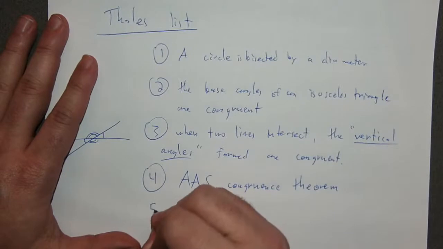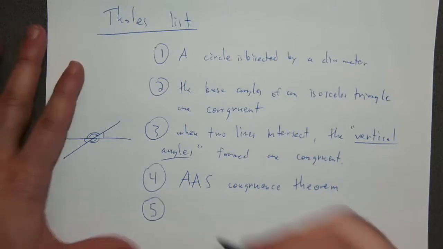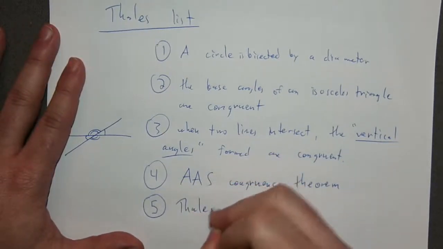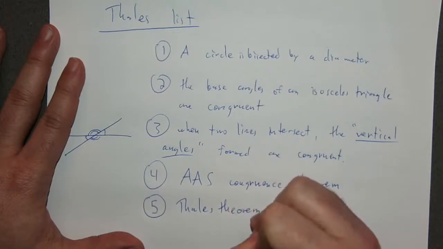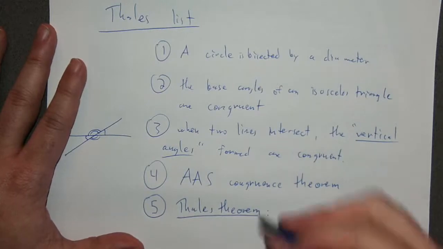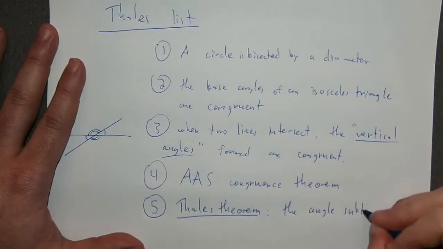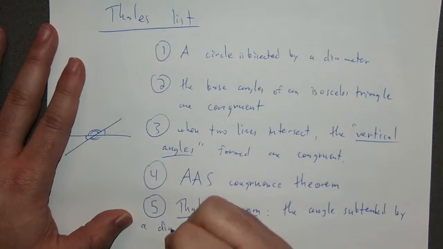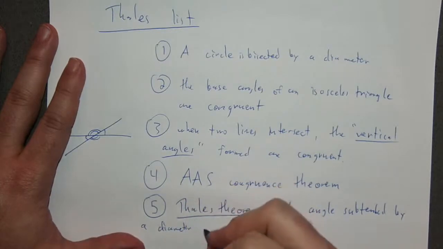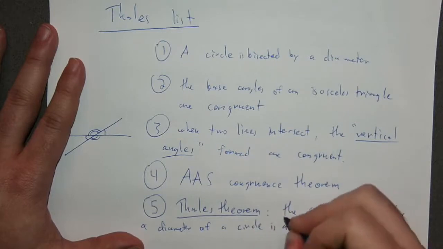And lastly, probably the most important contribution and the thing that bears his name when talking about it in geometry is the Thales Theorem. Okay, the Thales Theorem, and I'll show you a picture of it here in a second. So what does the Thales Theorem say? So the angle subtended by a diameter of a circle is a right angle.